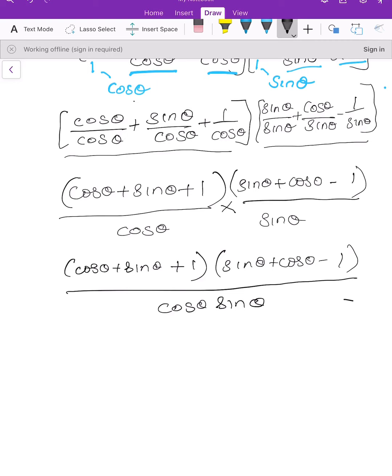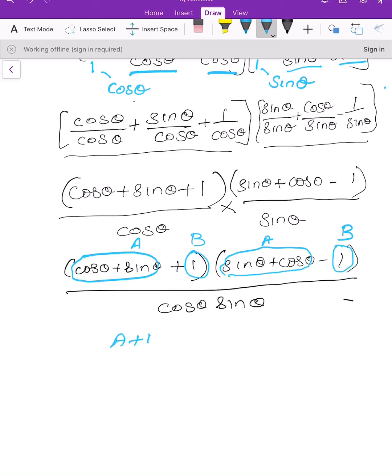Now I'll take cos theta plus sin theta as A and 1 as my B. Similarly, sin theta plus cos theta is A and this is B. It is A plus B into A minus B. What is the formula for A plus B into A minus B? That is A square minus B square. This is my algebraic identity. My A is cos theta plus sin theta and B is 1.